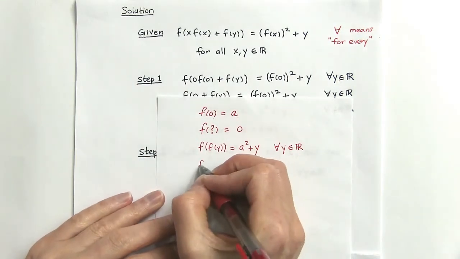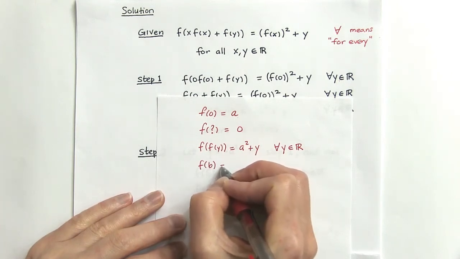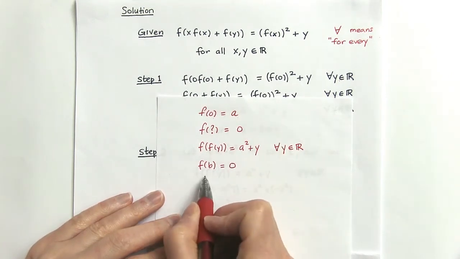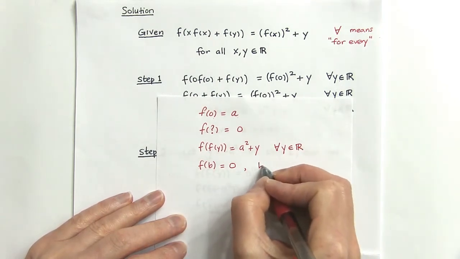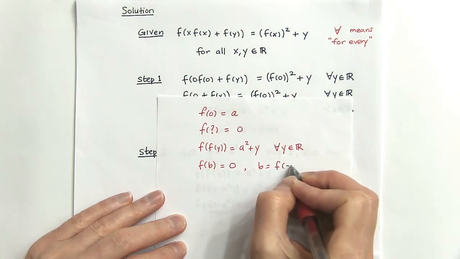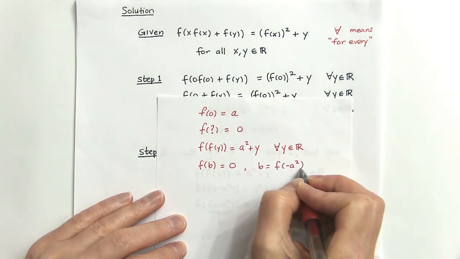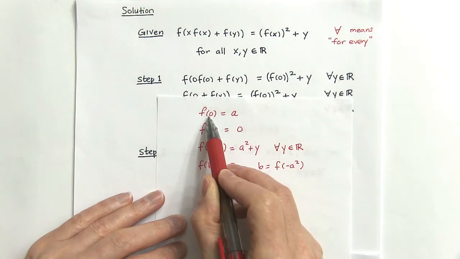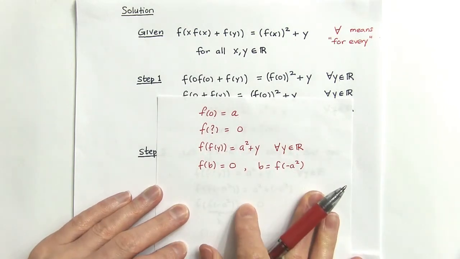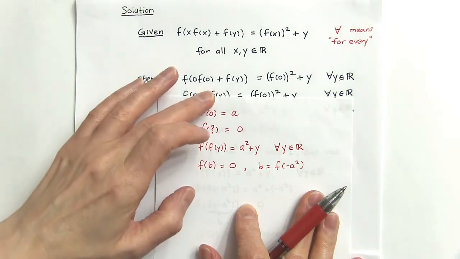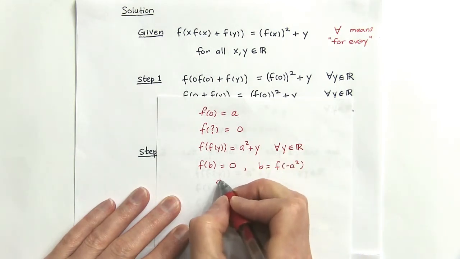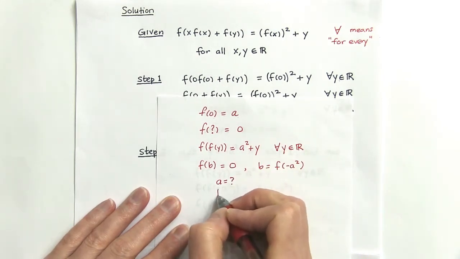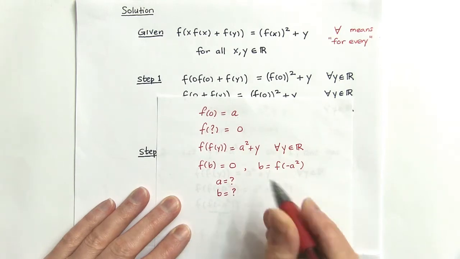So I have, there is a b that gets mapped to 0, namely b is equal to f evaluated at negative a squared, where a is f at 0. So far, I don't know what the values of a and b are, so that's a question. I wonder what a equals, and I wonder what b equals.